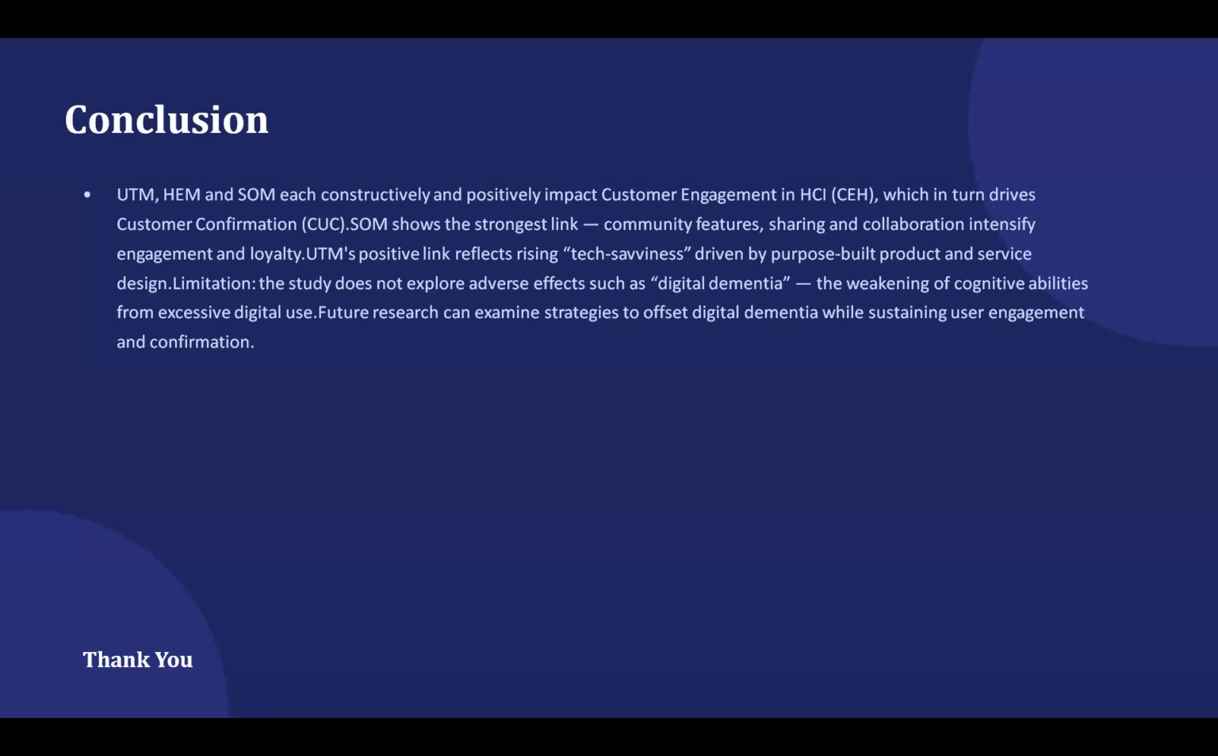And one more very important thing is that all of this focuses on a positive aspect. But there may be negative outcomes as well, like digital dementia, that is the erosion of cognitive abilities. So in future scope, researchers can try to balance both: how motivational factors can make users engaged, yet digital dementia can be mitigated by utilizing various interfaces. So thank you so much.